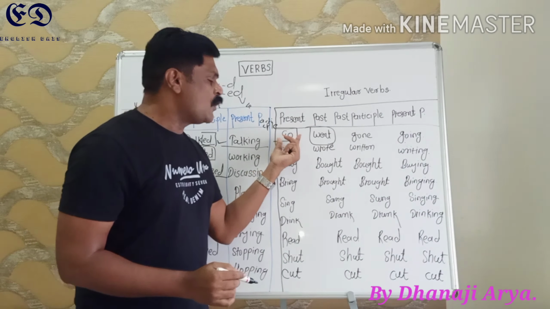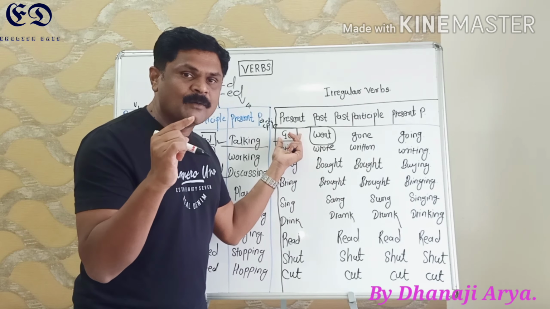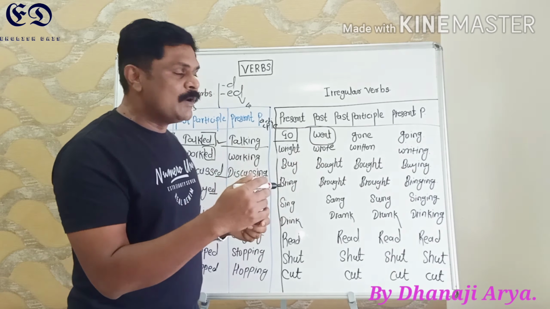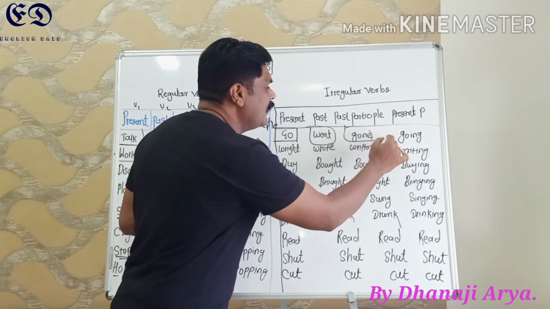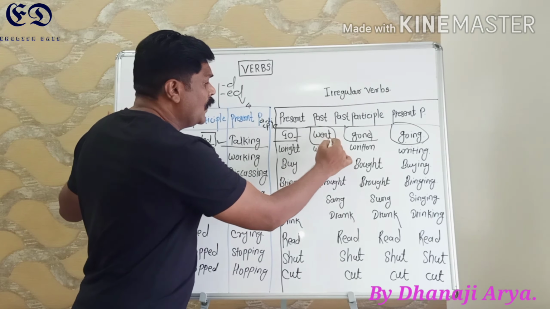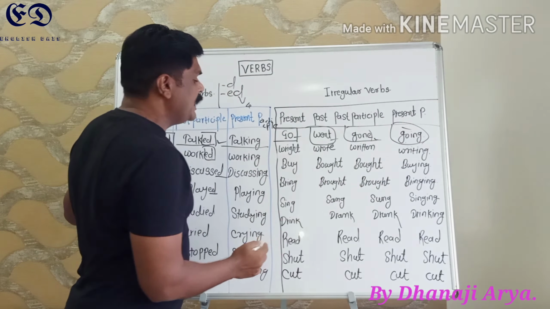या ठिकाणी आपण गोड असा नाही केलेला ईडी लावून काहीतरी या ठिकाणी वेगळा बदल झालाय, म्हणूनच याला आपण इररेग्युलर म्हणतोय. थर्ड फॉर्म इज गॉन अँड फोर्थ फॉर्म इज गोइंग. Let me say go, went, gone and going, you know that.